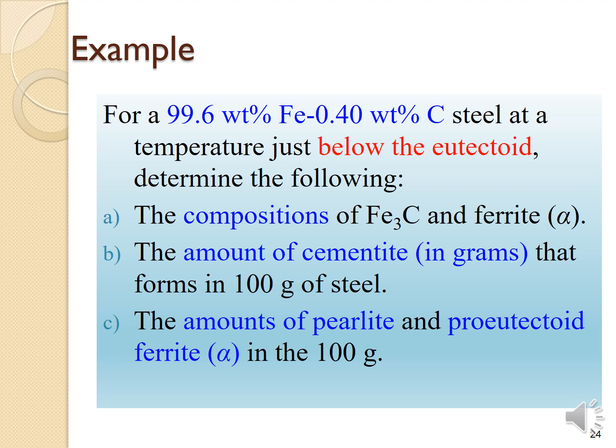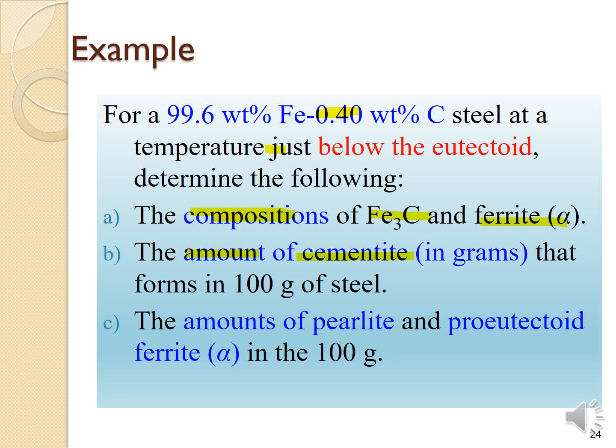We're given the overall composition of 0.4% carbon steel at a temperature just below the eutectoid. Based on this composition, it should be a hypo, right? It's below 0.76, which will be a hypoeutectoid alloy. We're going to determine the compositions of the cementite, the iron carbide, and ferrite. And we're going to determine the amount of cementite that forms in 100 grams of steel.